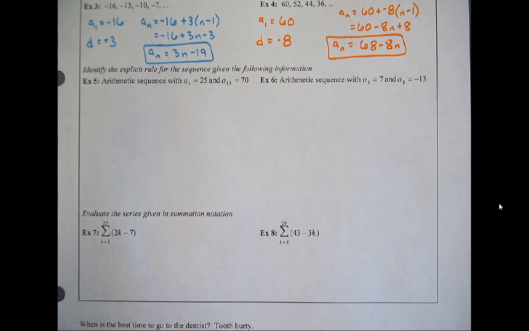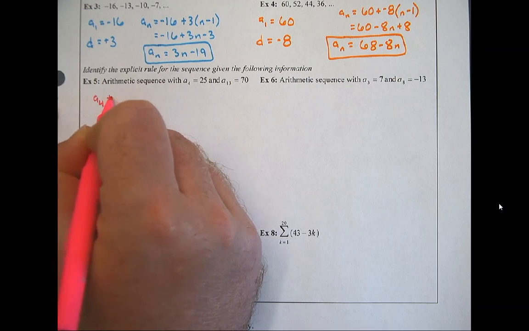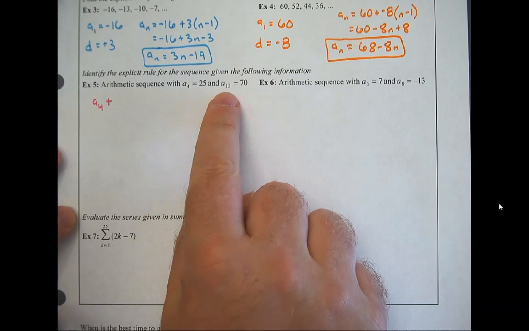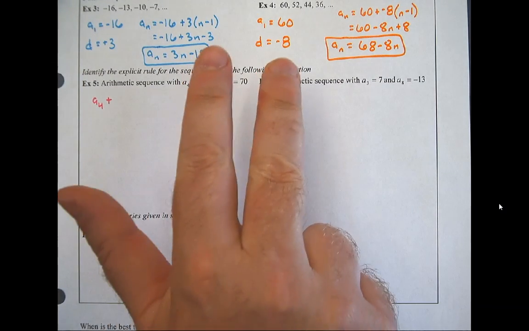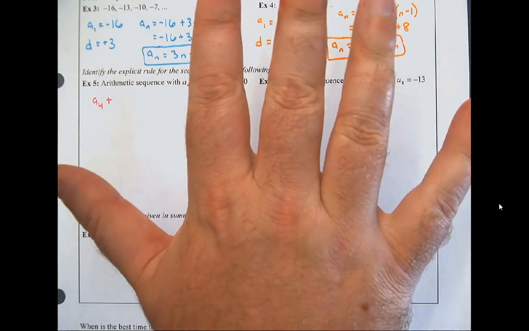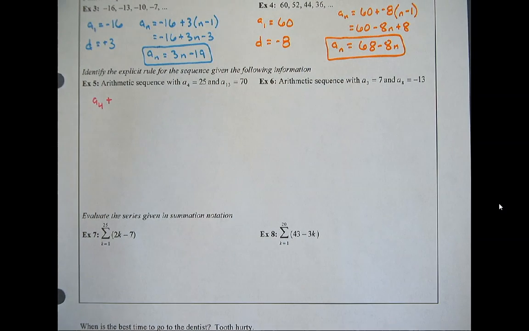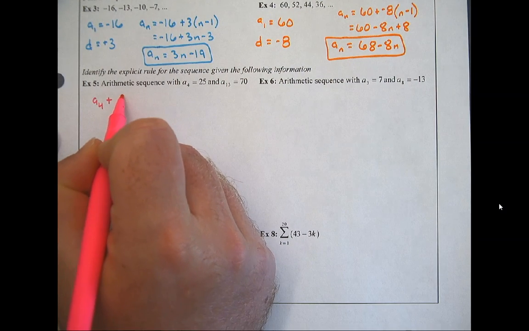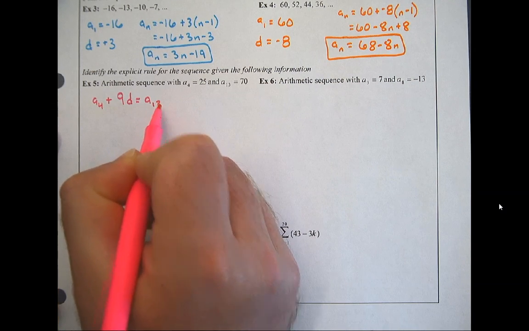Well, let's see. If I start with a sub 4, I need to get to a sub 13. So a sub 4, a sub 5, 6, 7, 8, 9, 10, 11, 12, 13. So I needed 9 gaps to get to 13. So a sub 4 plus 9 differences would take me to a sub 13.